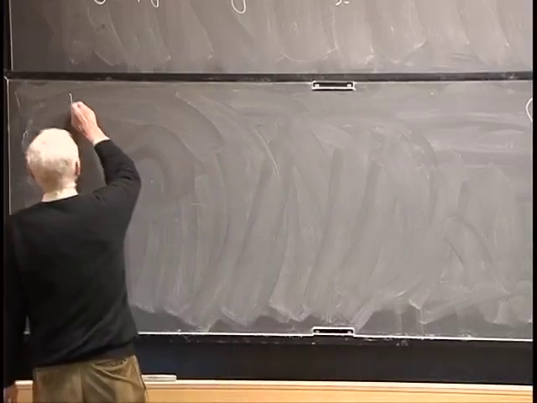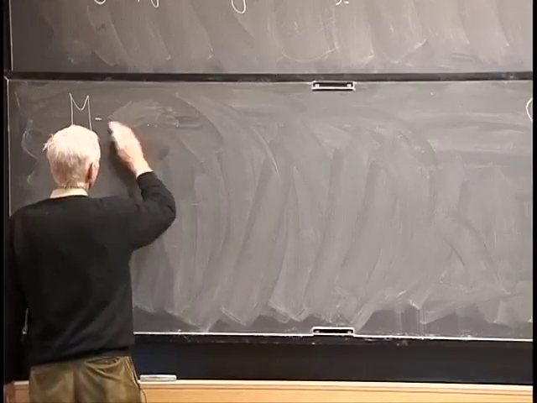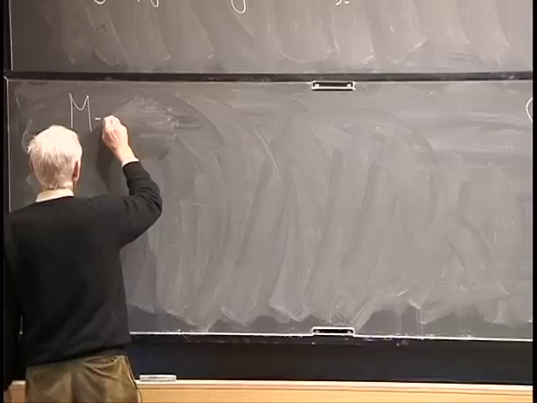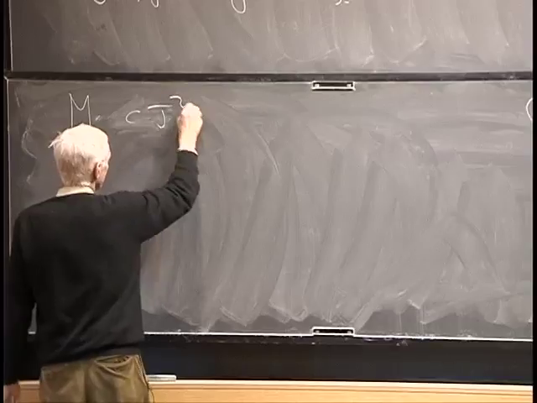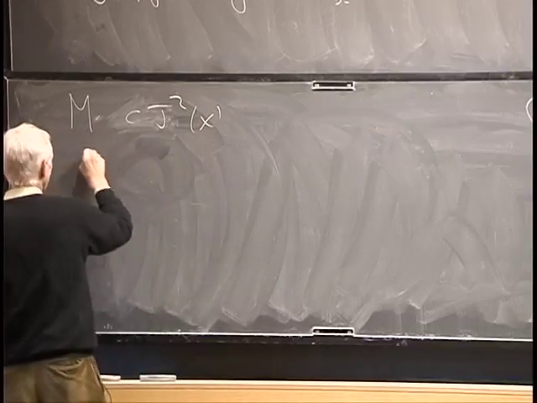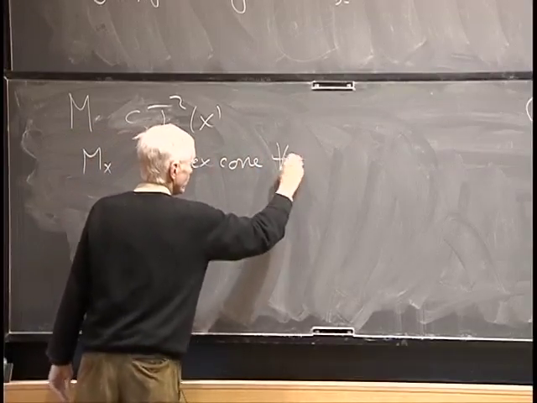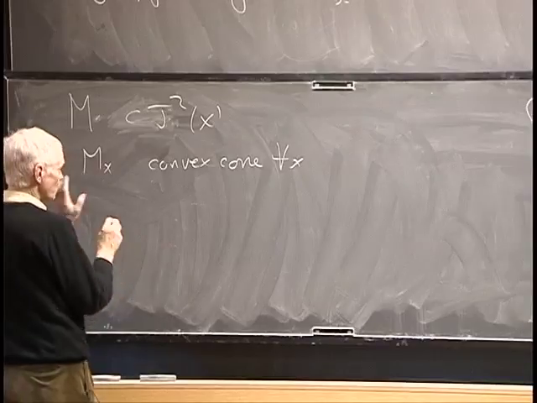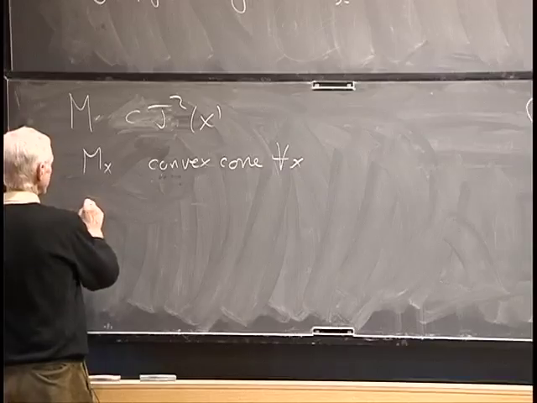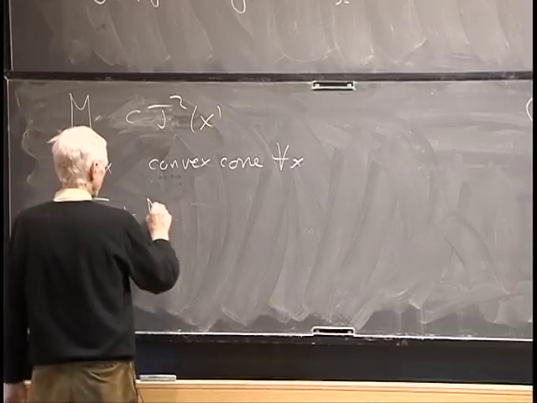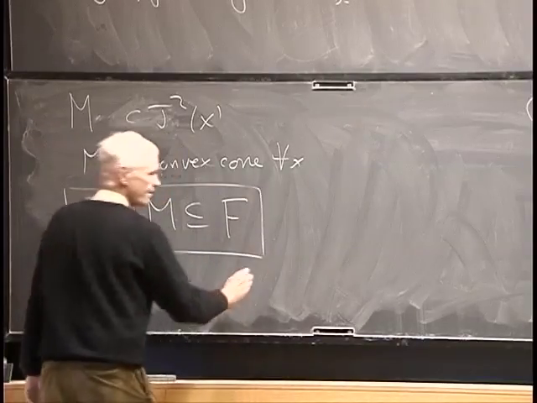So anyway, there's a notion of F-subharmonic function. I'm sorry, there's a notion of a monotonicity cone. So M is a subequation that has the property that Mx is a convex cone with vertex at the origin for every point. So it's a convex cone, so it's actually a nice subequation, and then it's a monotonicity cone for F if this is satisfied.